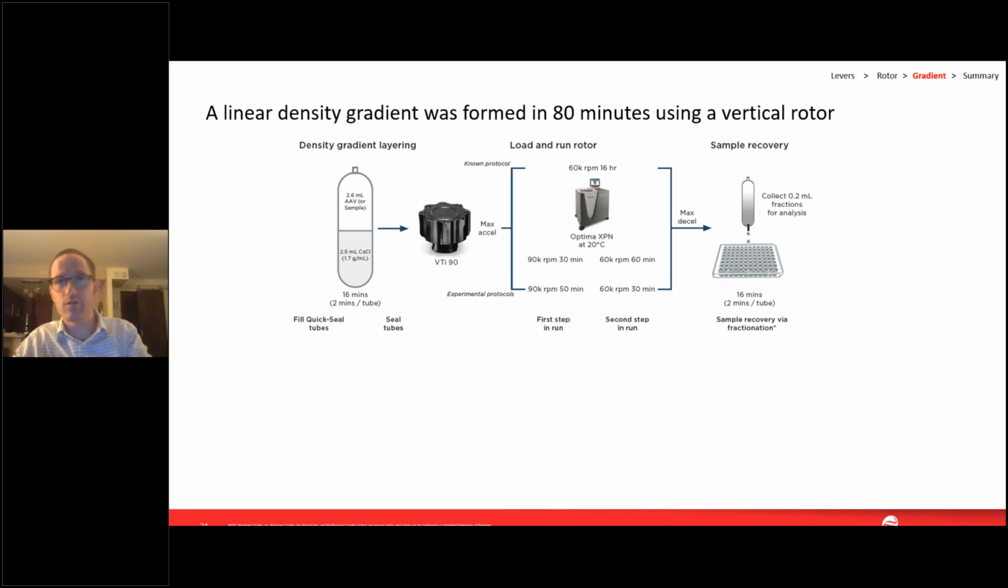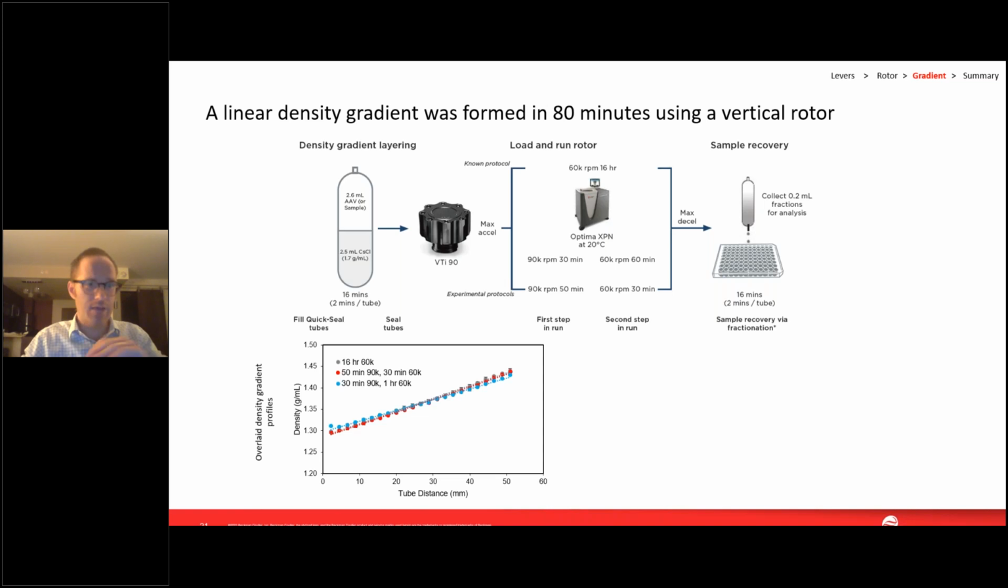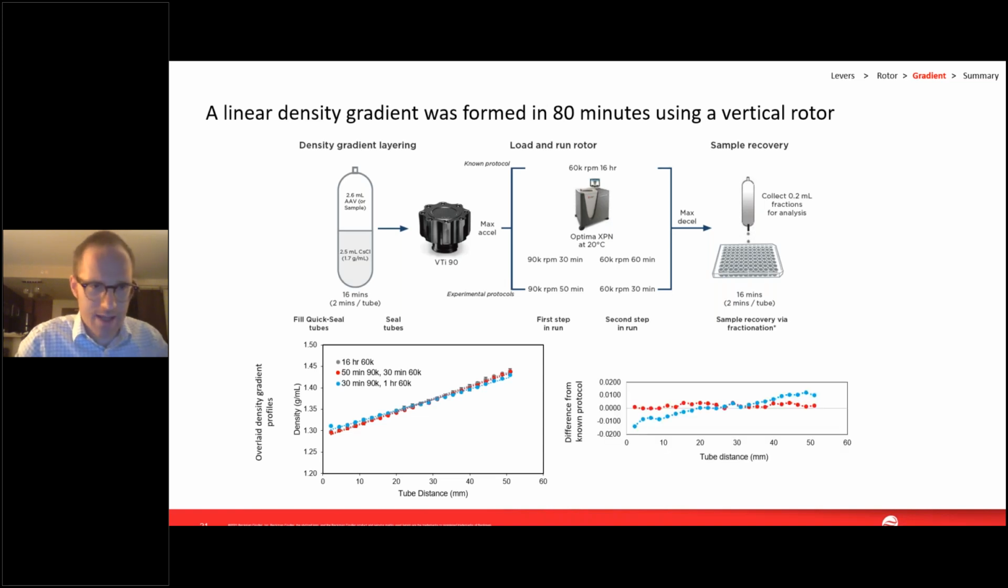And then we ran it at a slower speed at 60K to try to get to the exact same density gradient profile. And then we fractionated the whole tube, collected these fractions, and then did radial interference to measure the gradient. And this is what we get. That left-hand chart isn't as instructive, I think, as the right-hand chart. So we have that known protocol, the 16-hour protocol. That's at the 0 line.